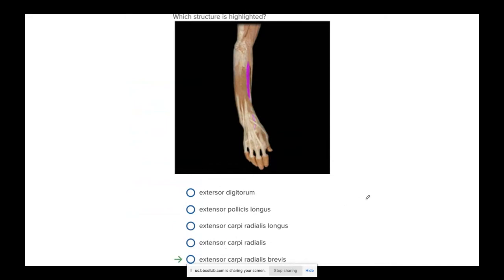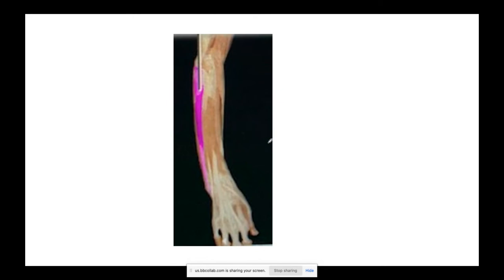Okay, what I said before, make sure you review the difference between ECRL and ECRB, the extensor carpi radialis longus and extensor carpi radialis brevis. Brevis has a shorter tendon. Longus is going to have a longer tendon. So just make sure you know the difference.